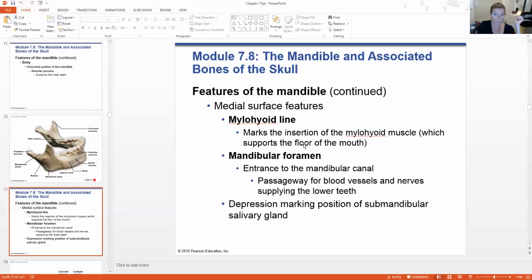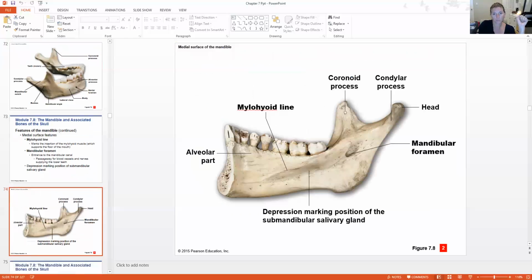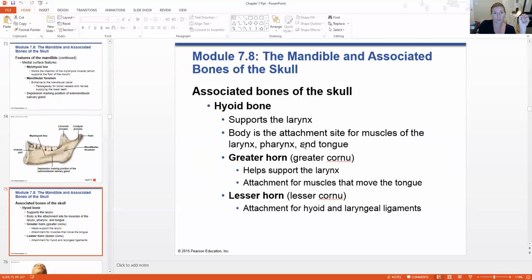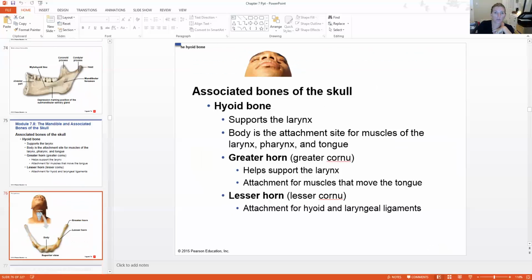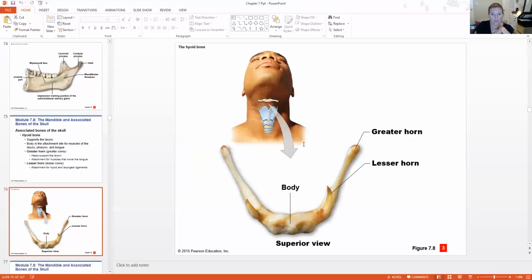Other features of our mandible include something called the mylohyoid line, the mandibular foramen. You see those here. There's a hyoid bone. Typically, we usually just have a singular hyoid bone in lab. It's usually not attached, and you don't need to know the greater and lesser horns of the hyoid bone, but there it is.